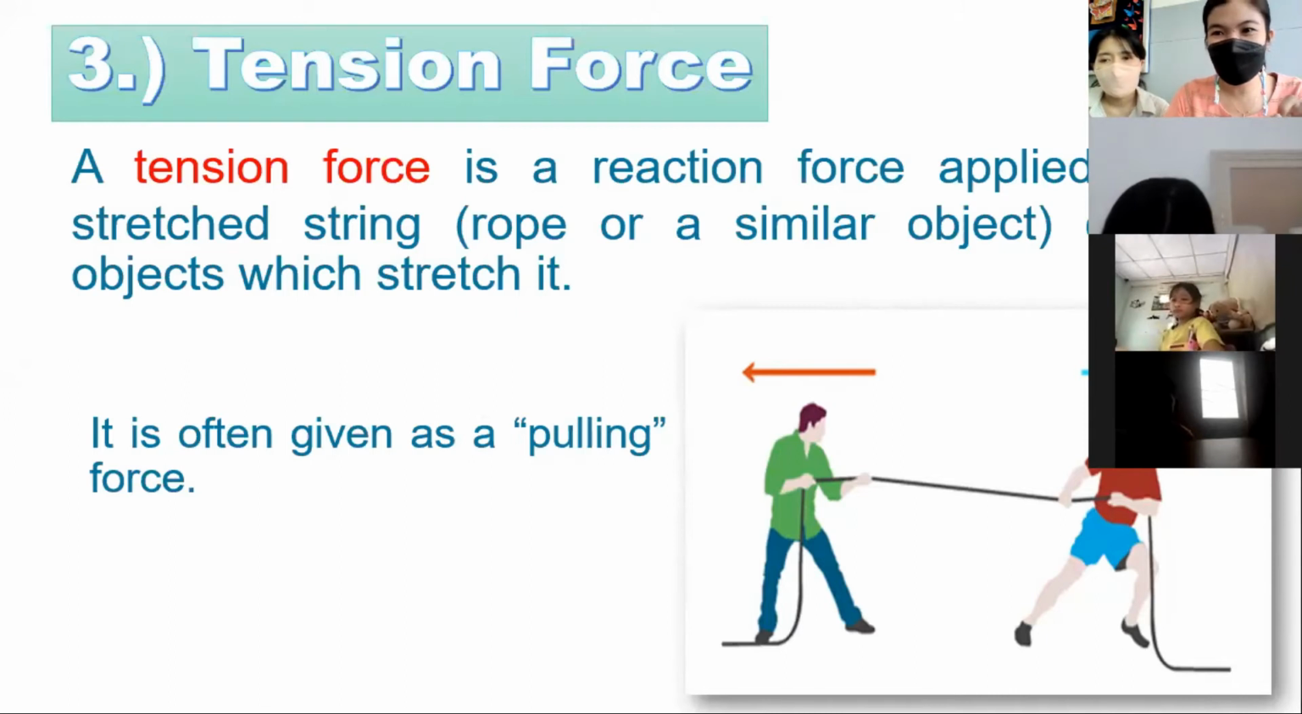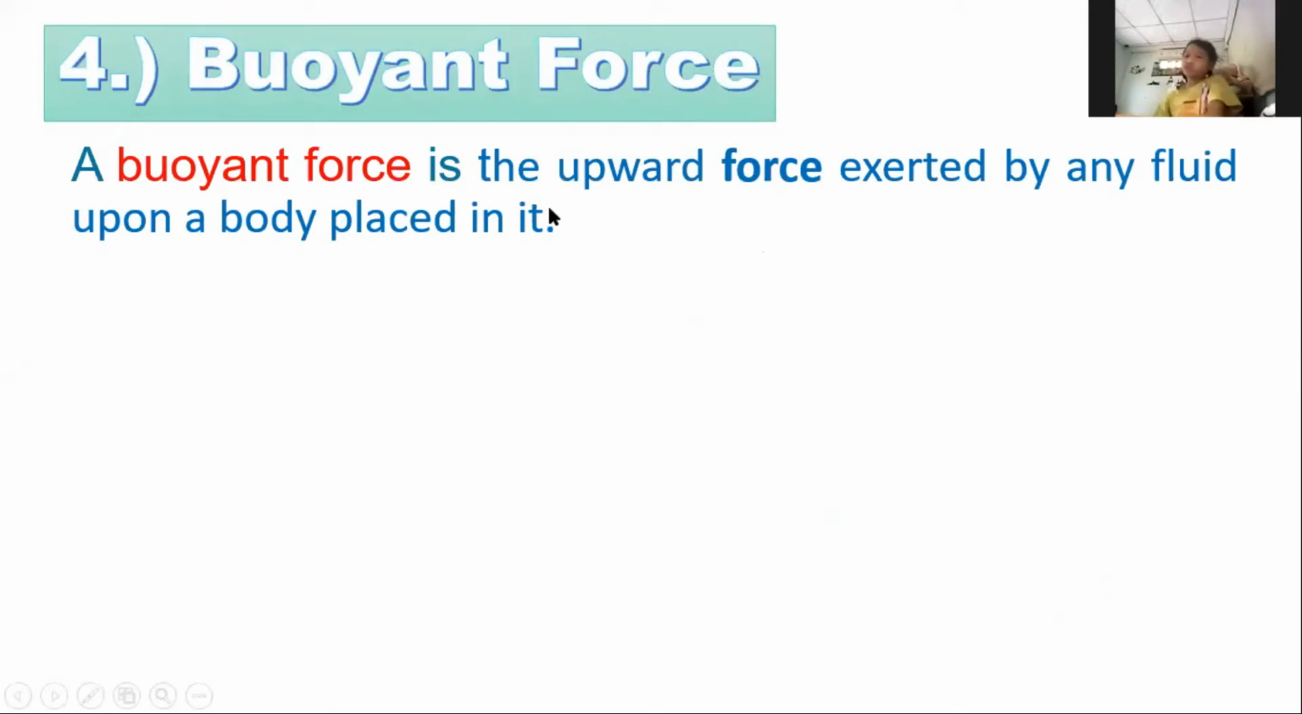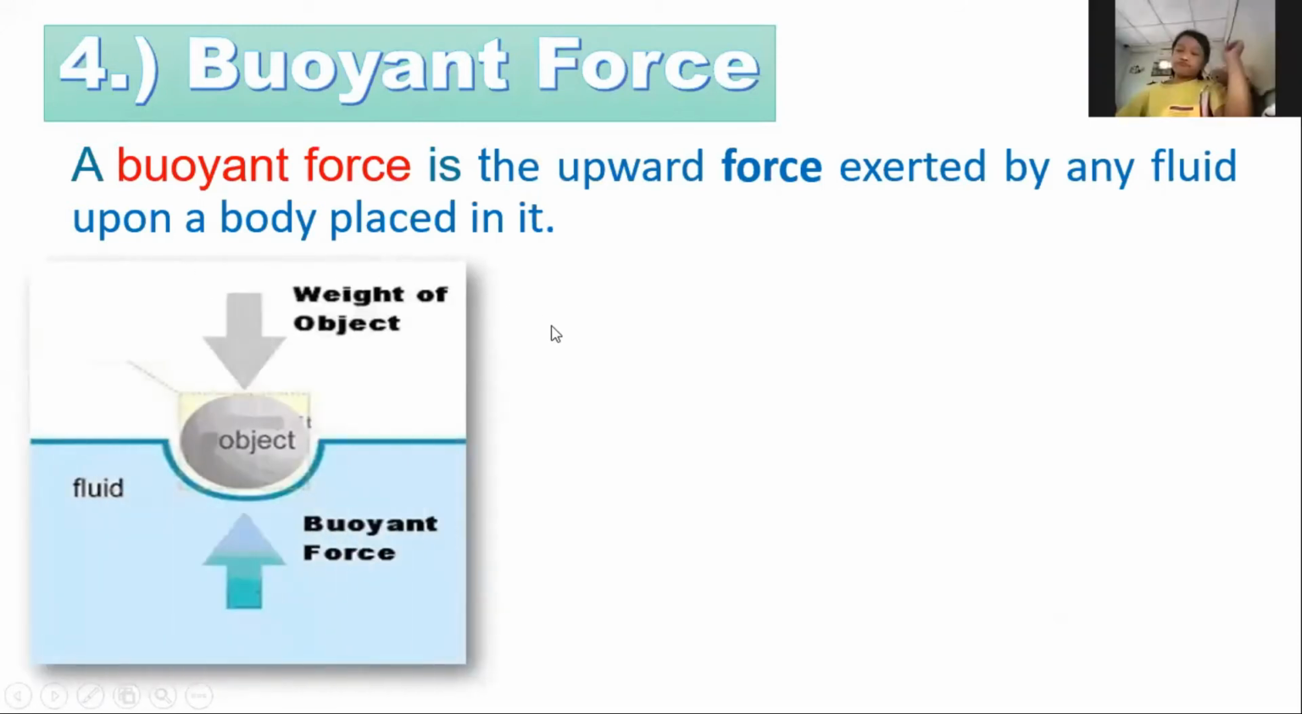That is number 3, tension force. Number 4, we have the buoyant force. Buoyant force is the upward force exerted by any fluid. It can be water or another form of liquid upon a body placed in it. So this is the buoyant force and this is the object. The buoyant force is the upward force.